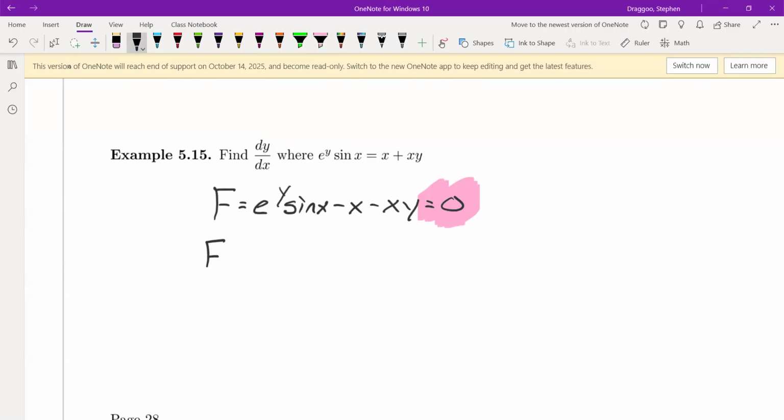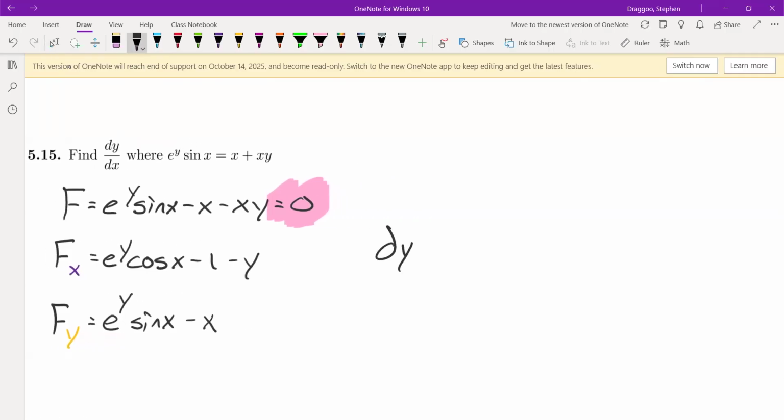I would like to get f partial x. And it is e to the y cosine x minus 1 minus y. And another derivative, but this time with respect to y, which is just e to the y sine x minus x. Well, minus 0 minus x, but I left the minus 0 part off.